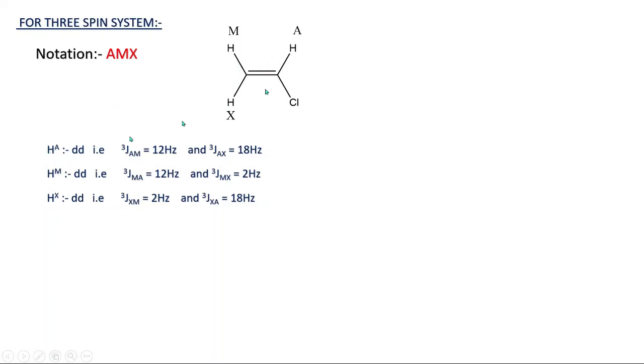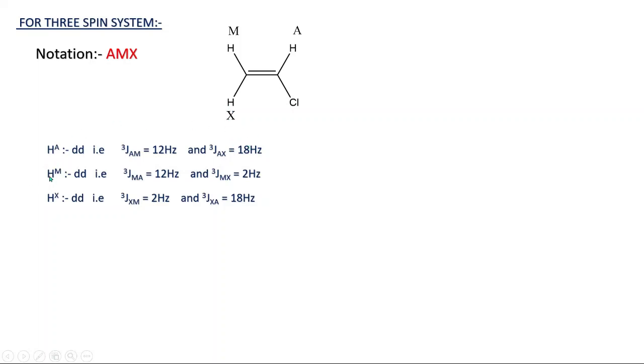That's why the HA proton will give a doublet of doublets, and that corresponds to a 3 bond coupling, 1, 2, 3. So JAM means the coupling between these two, where A is the notation for this proton and M is the notation for this proton. So for the 3 bond distance coupling AM, this is cis coupling, that's why 12 Hz. Similarly for the 3 bond distance coupling AX, 1, 2, 3, between A and X, we have 18 Hz.